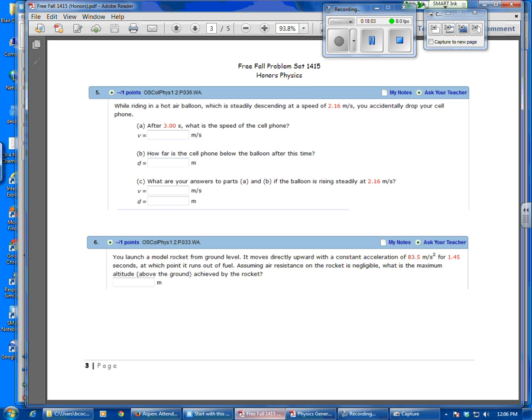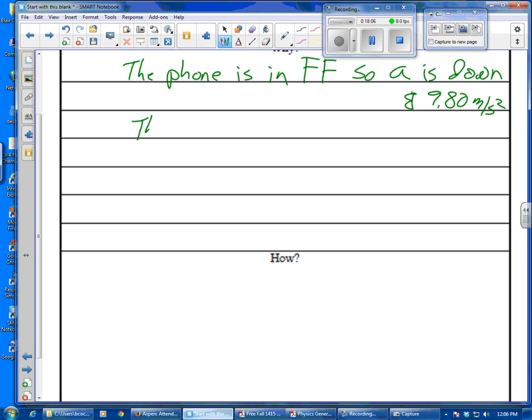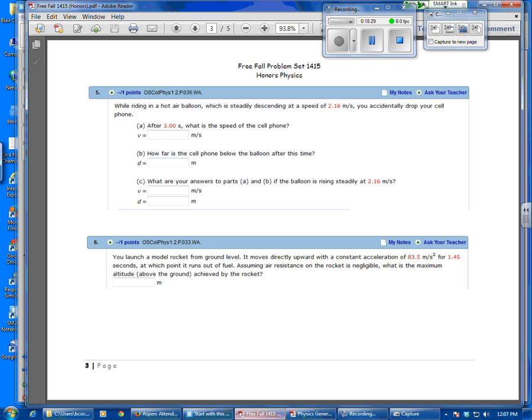So the phone's starting velocity is the same as the balloon. Same as the balloon. So in the first case, it's downwards with the balloon. In the second case, it's going to be upwards with the balloon.